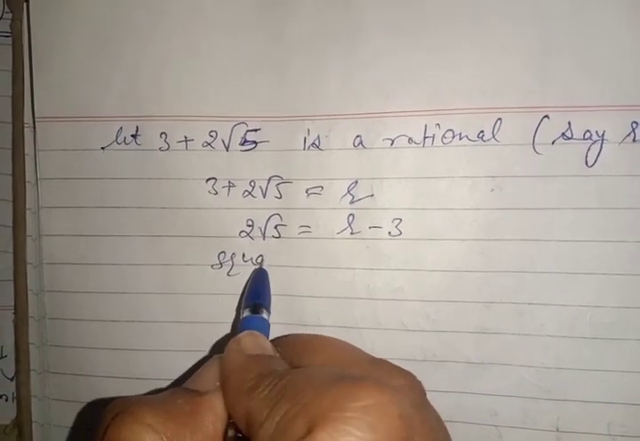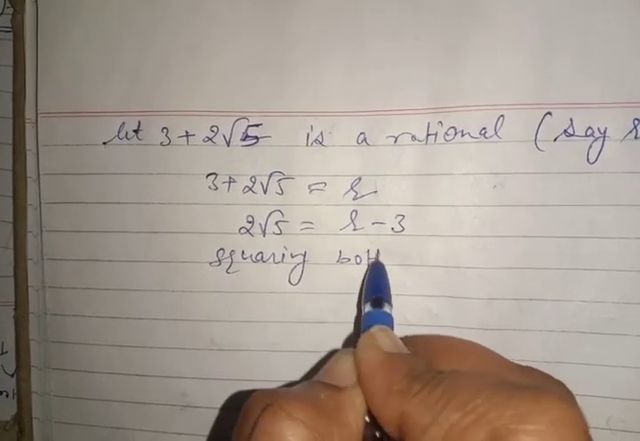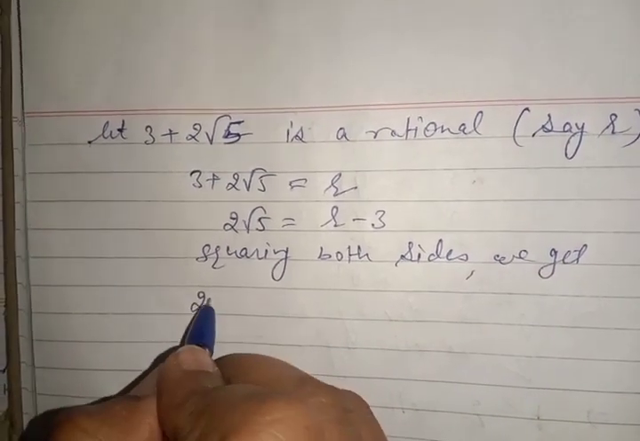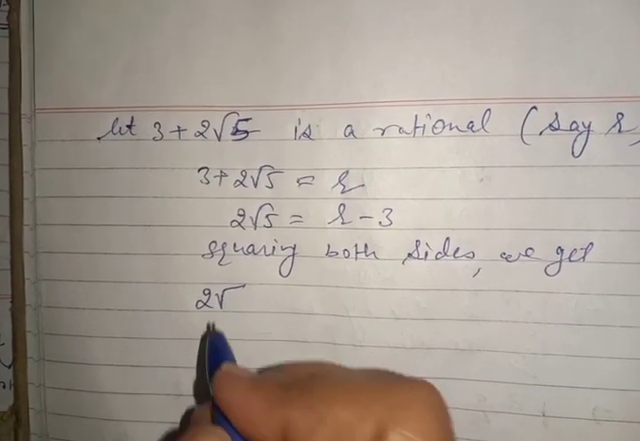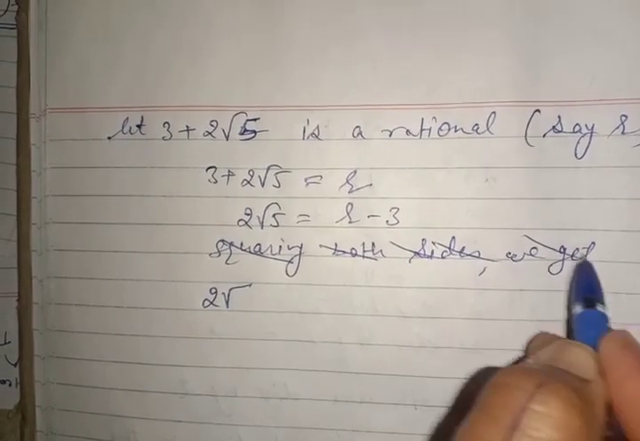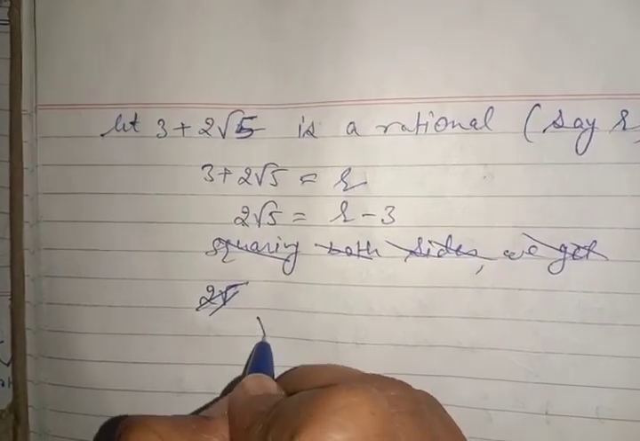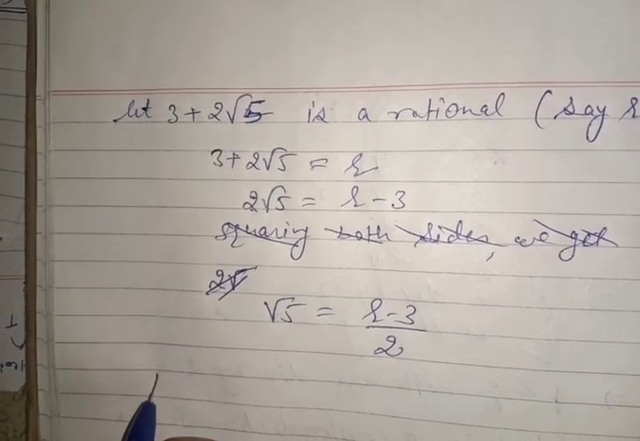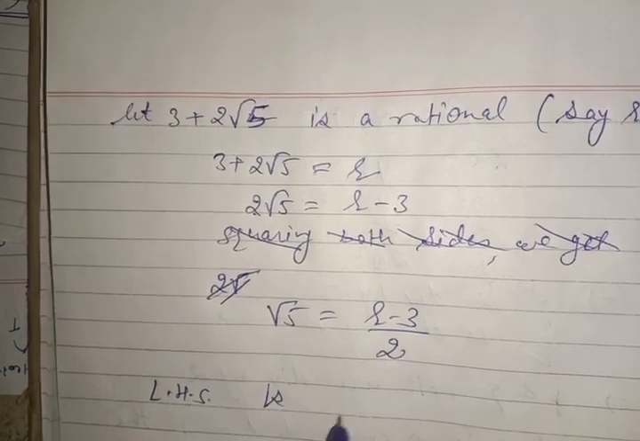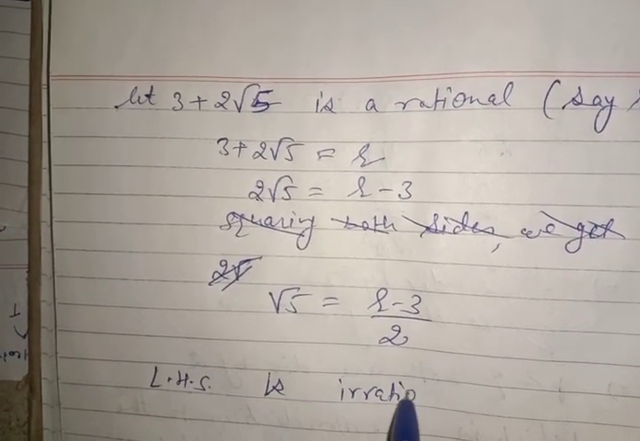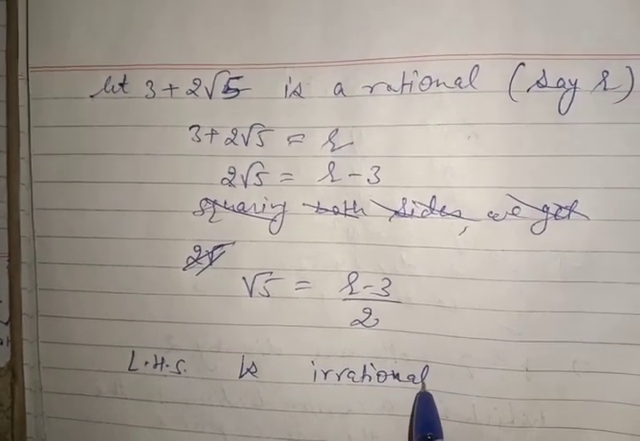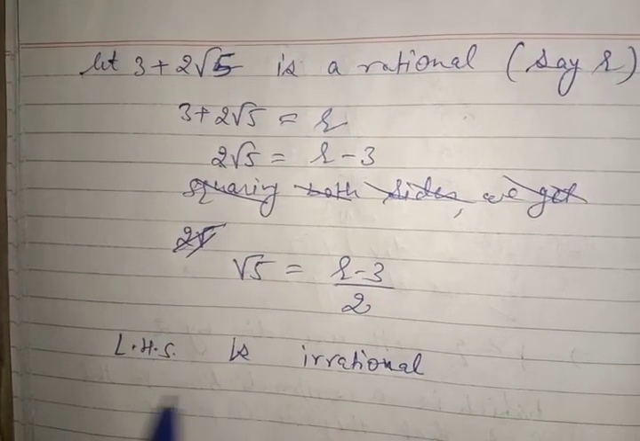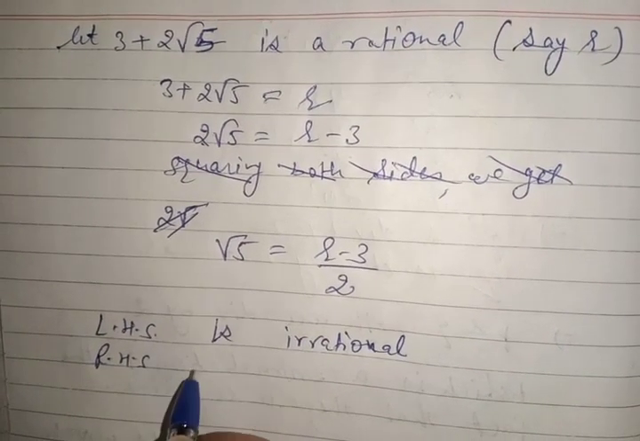No need to square, because we can shift this 2 to the denominator. So root 5 is equal to (R minus 3) by 2. Now we know the left hand side is irrational. Why? Because of the theorem that root 5 is irrational, the first question of your book. And second, the right hand side is rational.